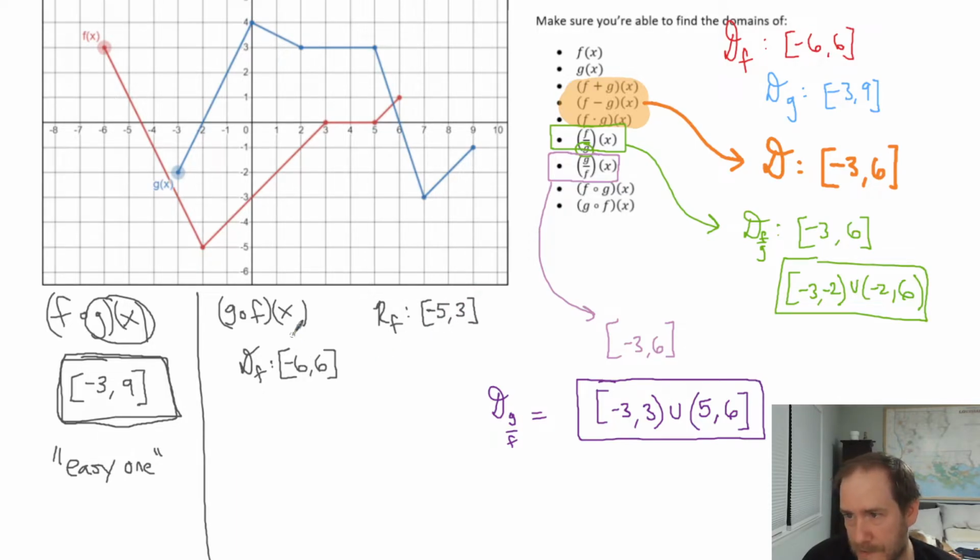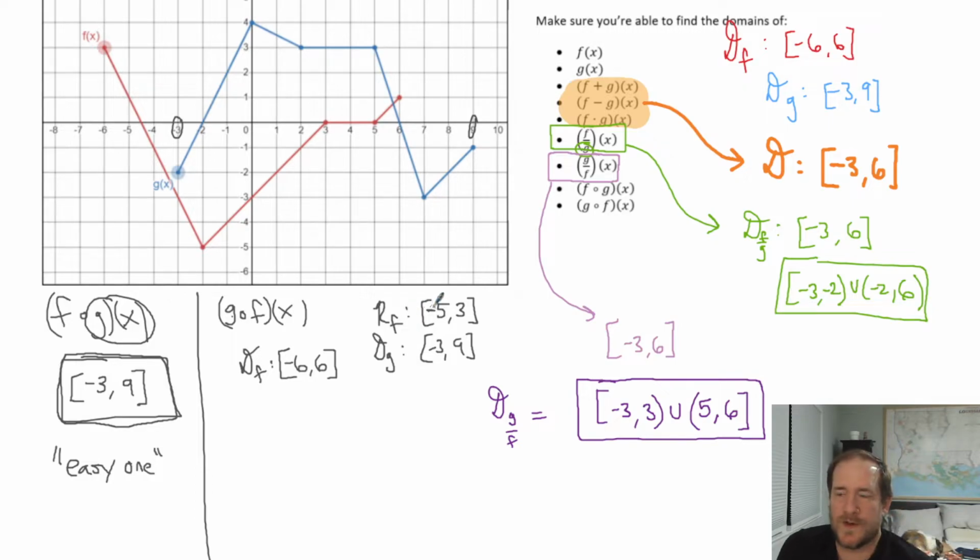However, the outer function G's domain says, very politely, that it will only accept values from -3 to 9. And so if we get outputs that go all the way from -5 to 3, then there are going to be some values in the range of F that are not in the domain of G, because G will only accept things that are bigger than -3, which means we need another horizontal line. We need it at -3.